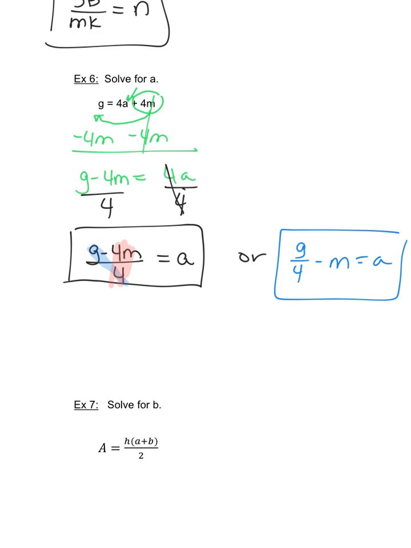What you can't do is tell me that the answer is g minus m, because the 4's can't just cross out. The denominator is dividing by both parts that you see here. It's dividing by the g and by the 4m. So either answer is okay. If you just leave it the first way, that's fine.